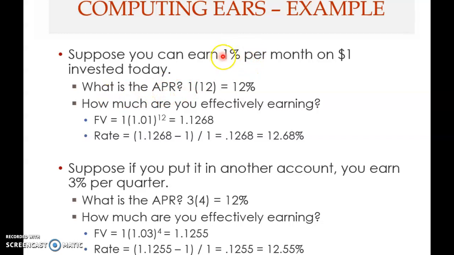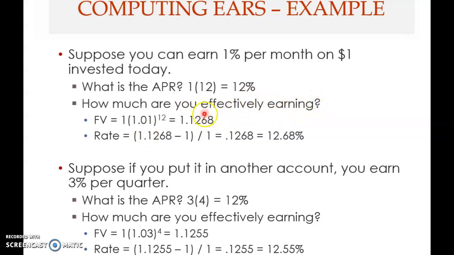APR is 1%, the period rate, multiplied by how many periods in 1 year. So the period is month, therefore how many months are there in a year? 12. Therefore R multiplied by M, R is 1%, M is 12, therefore this is 12%. 1 multiplied by 12, you get 12%. So that is APR. How much are you effectively earning in 1 year? So when you say effectively earning, this is EAR.